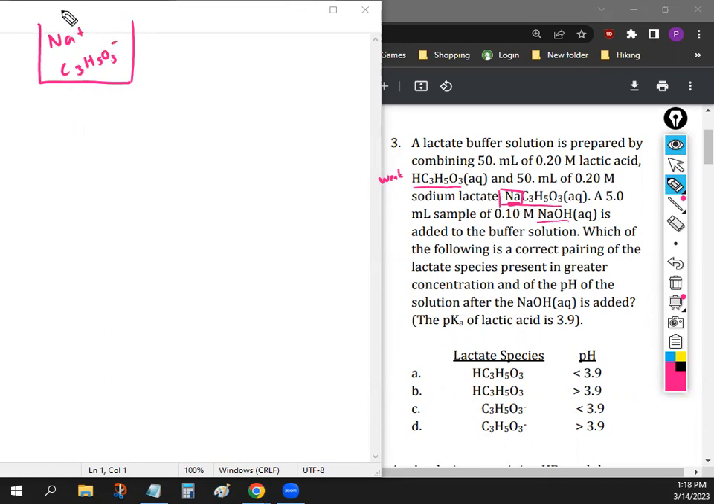So you can basically ignore the Na for the rest of the problem because it is going to completely dissociate no matter what.